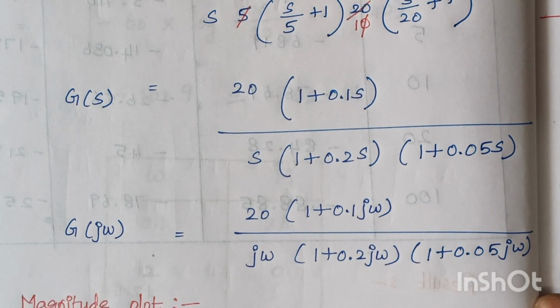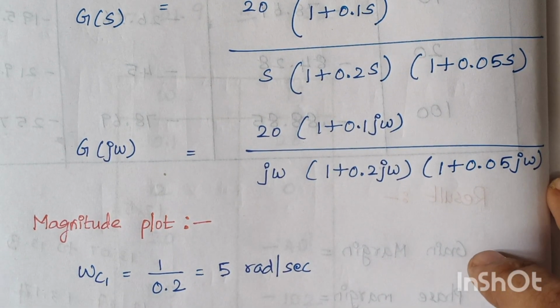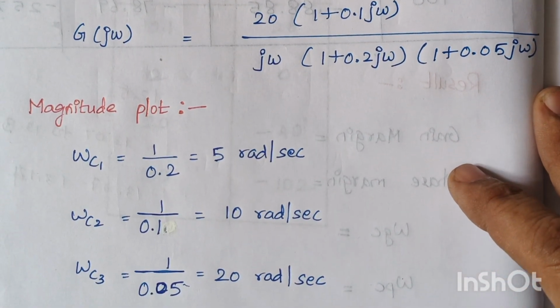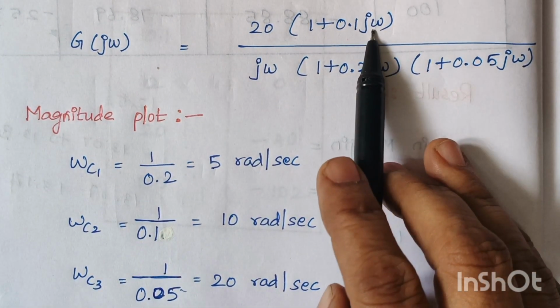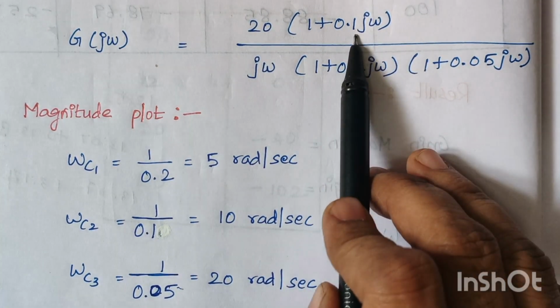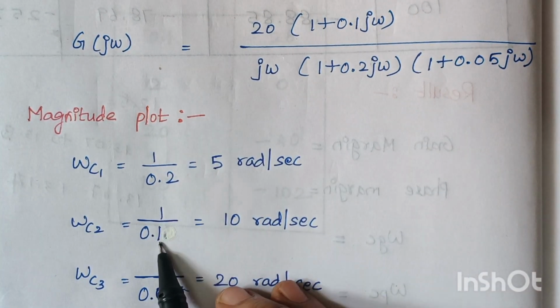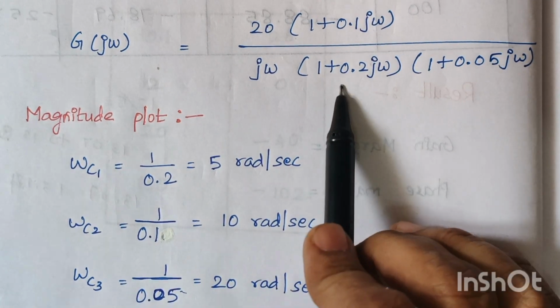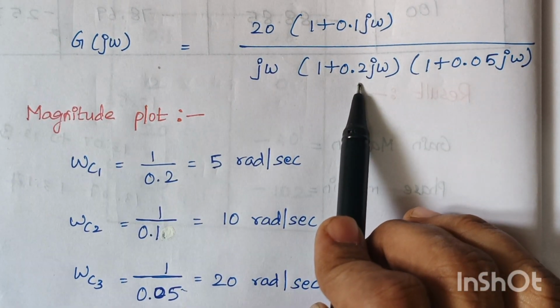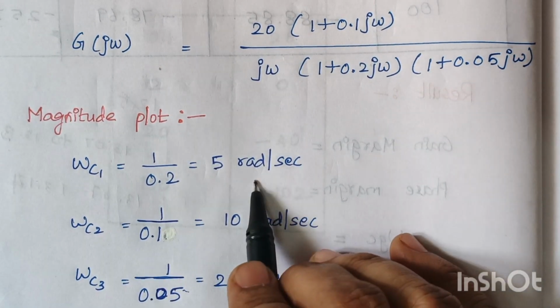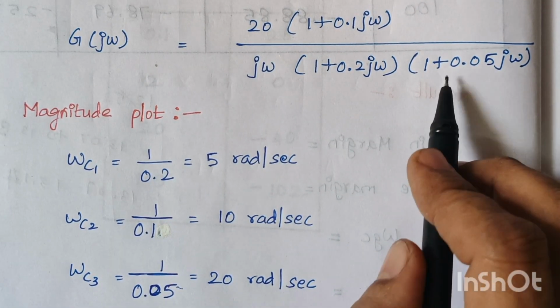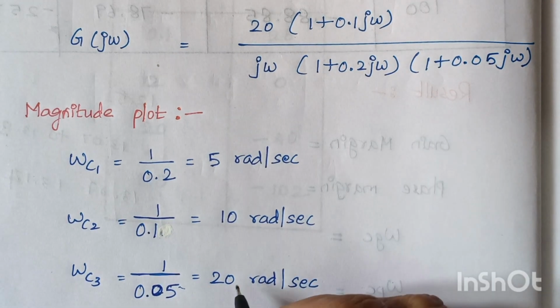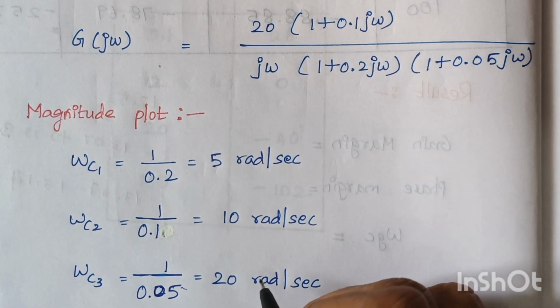We have to calculate the corner frequencies, right? To find the corner frequency, you have to take the reciprocal of the coefficient of omega. So here the coefficient of omega is 0.1, right? So 1 divided by 0.1 is 10. And again here the coefficient is 0.2, so 1 divided by 0.2 is 5. And another one is 0.05. When you take the reciprocal of this, we get 20 radian per second, right?